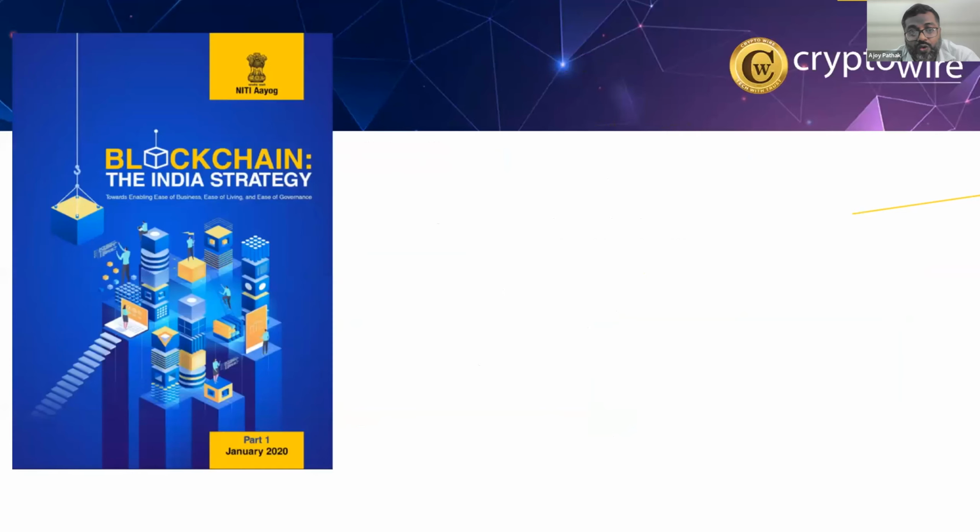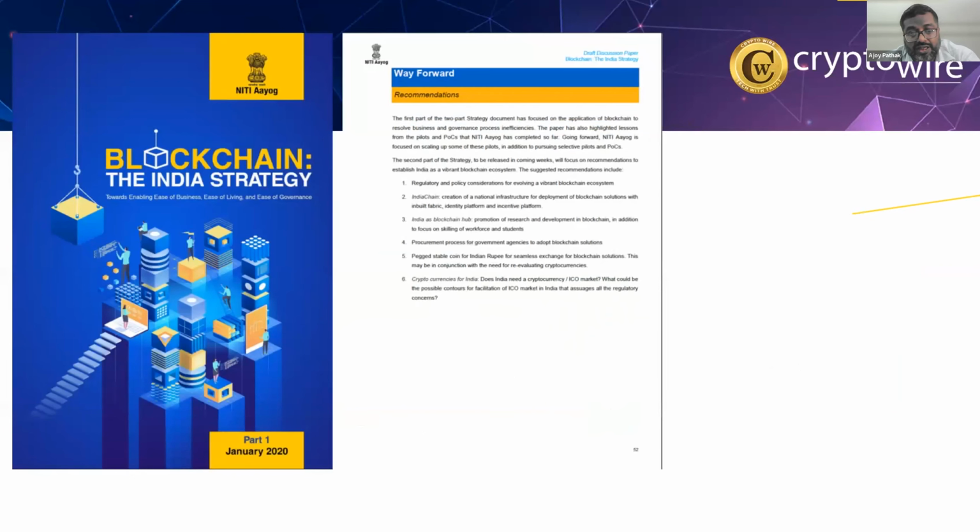Let's look at what various government departments have to say. First, I'll start with Niti Aayog. Now, Niti Aayog published a set of recommendations. They did an evaluation of the blockchain strategy and how India could adopt that strategy. It's available on the Niti Aayog website, and it was published in January 2020. And on page 52, you'll find the recommendations.